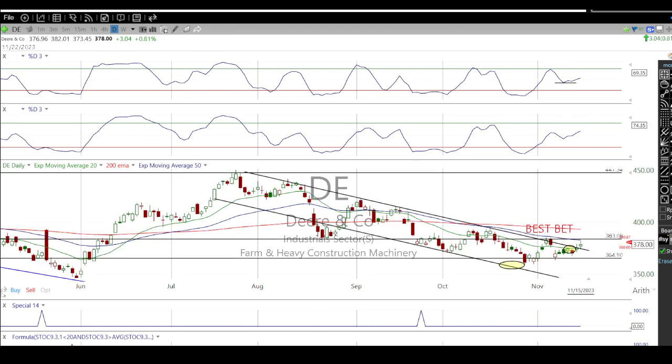Another best bet is Deere. Deere is the other best bet for the weekend. Again, we circled that right there. Last time we liked it on that trend line, and we almost got down to it. We marked it off, said buy it if it hits that trend line. Came down a little bit after it, and then bounced back up. Came up to the trend line, pulled back a little.